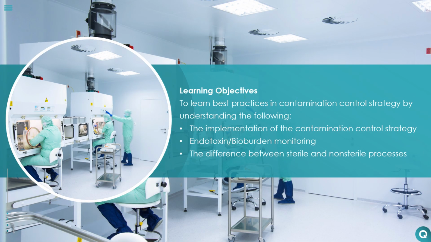The objectives for this part of the introduction series will cover identifying the implementation steps of contamination control strategy in the pharmaceutical industry, understand the benefits of endotoxin bioburden monitoring for microbial identification and control, and understand the differences between sterile and non-sterile processes.